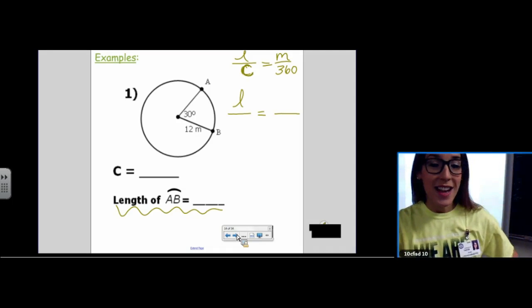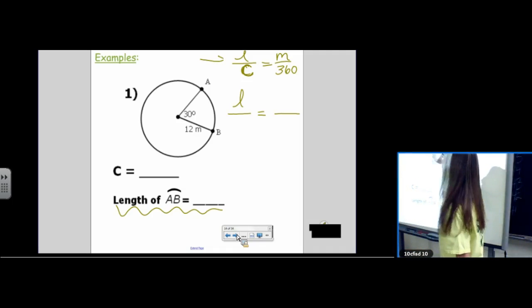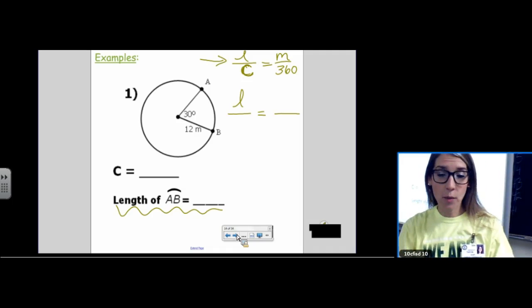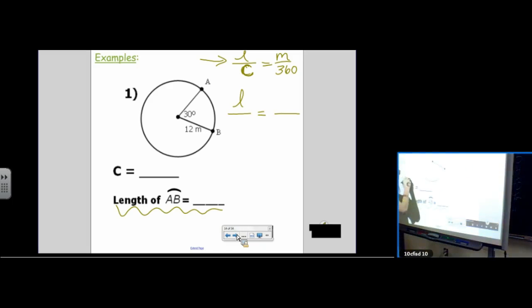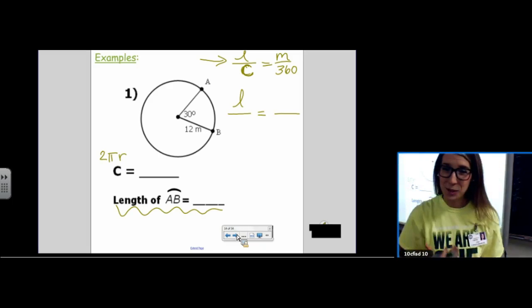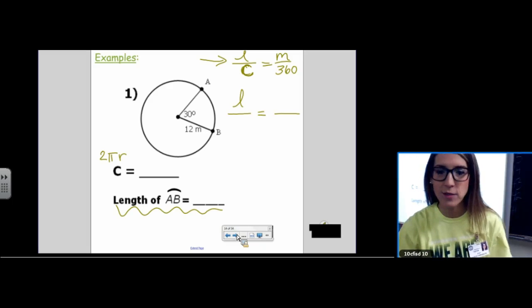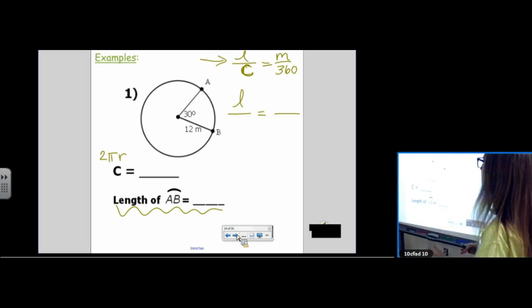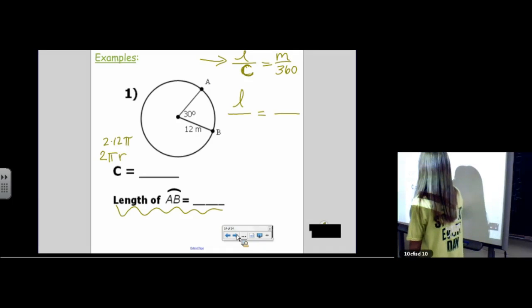Now, circumference is on your formula chart. So even though this proportion is not on your formula chart, circumference is, so you are not required to memorize the formula for circumference. So circumference is 2 times pi times the radius. The radius is 12. Do not press the pi button. Do not put 3.14. Do not put 3.14159265. Instead, we're going to keep everything in terms of pi. So we're doing 2 times 12, and then we'll multiply by pi at the end.